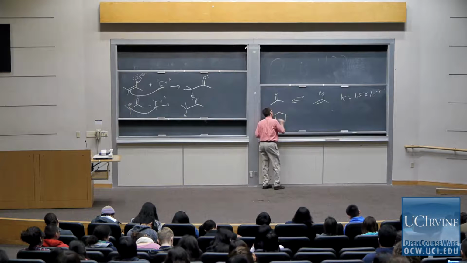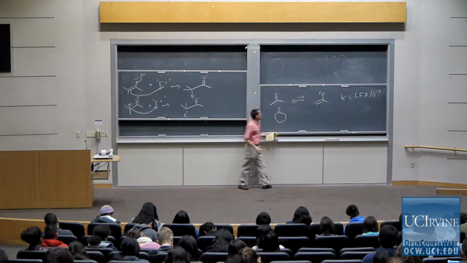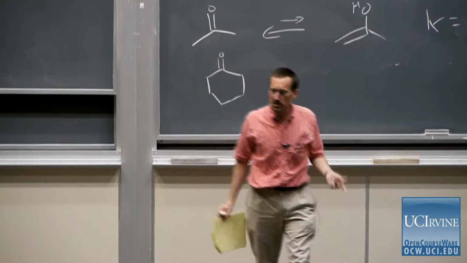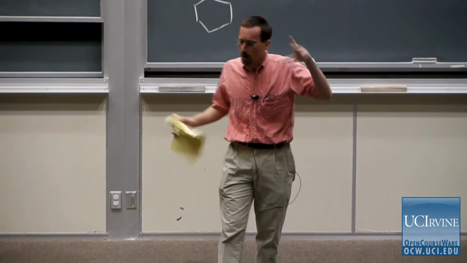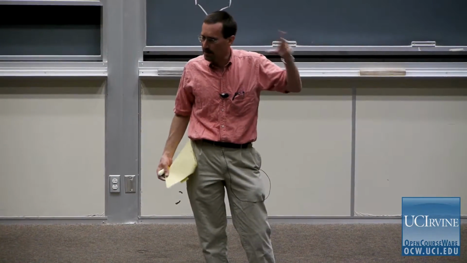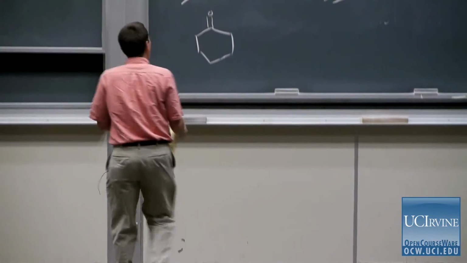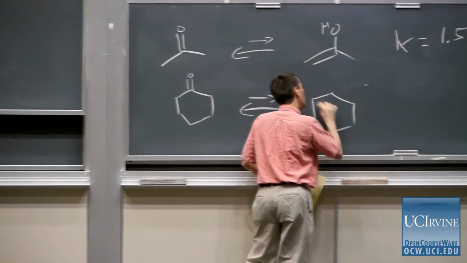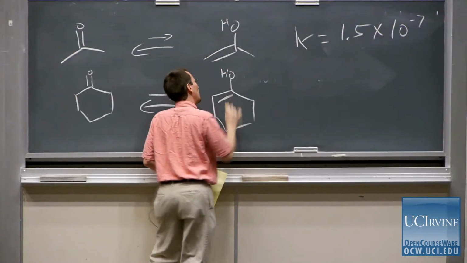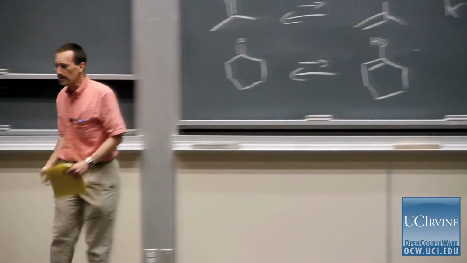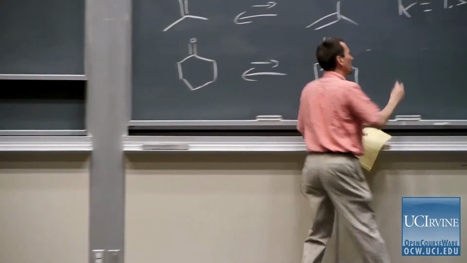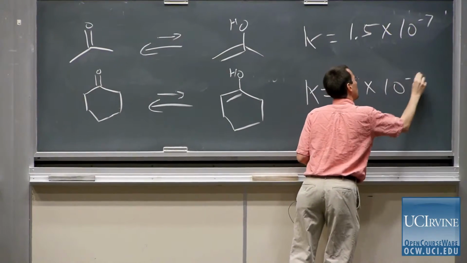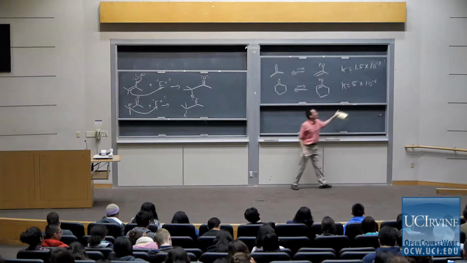Cyclohexanone: in general, more substitution makes for a more stable double bond. We learned this in the chemistry of alkenes, that when you put alkyl groups on a double bond, it's more stable. So cyclohexanone exists in equilibrium with the enol, and it's a little bit more enolic than acetone. The equilibrium constant is 5 times 10 to the negative 5. Again, just a hair more than 1 part in a million, whereas before we had a hair less than 1 part in a million.